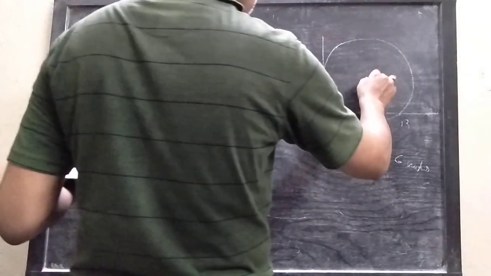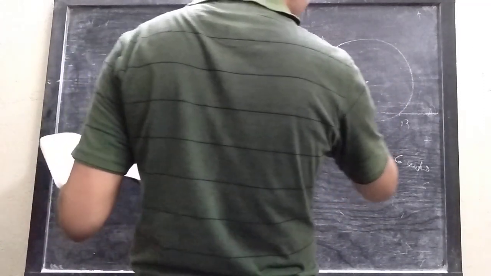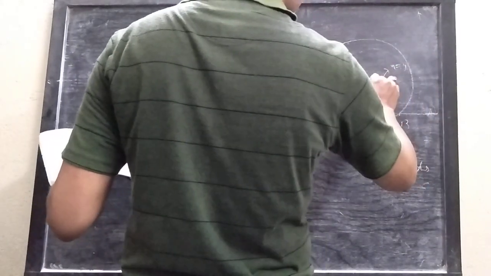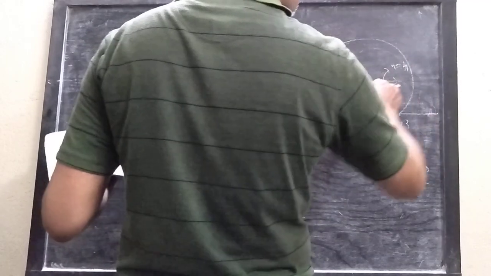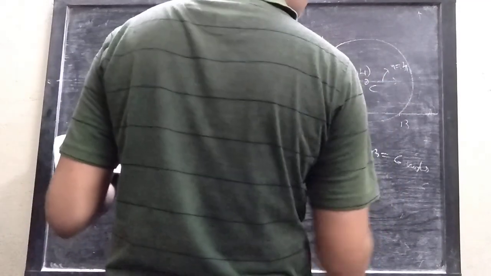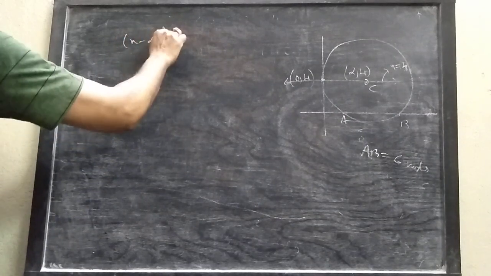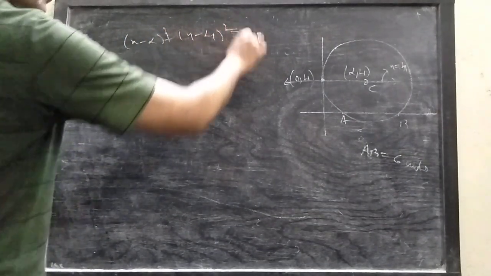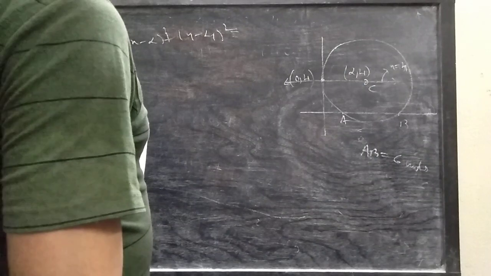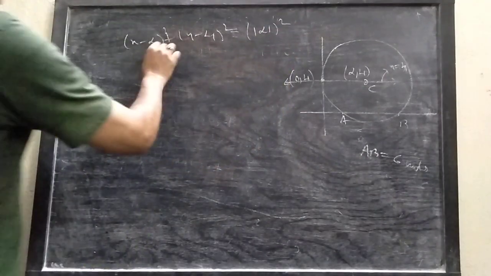Look, if this point is (0,4), so the equation of this line is y equals 4, which suggests that the ordinate of the center must be 4. So you can consider the center at (alpha, 4). If you consider this as C, then the equation of the circle will be (x minus alpha) whole square plus (y minus 4) whole square equals, look, when a circle touches the y axis, then the length of its radius is the absolute value of the abscissa of the center. So equals mod alpha whole square.